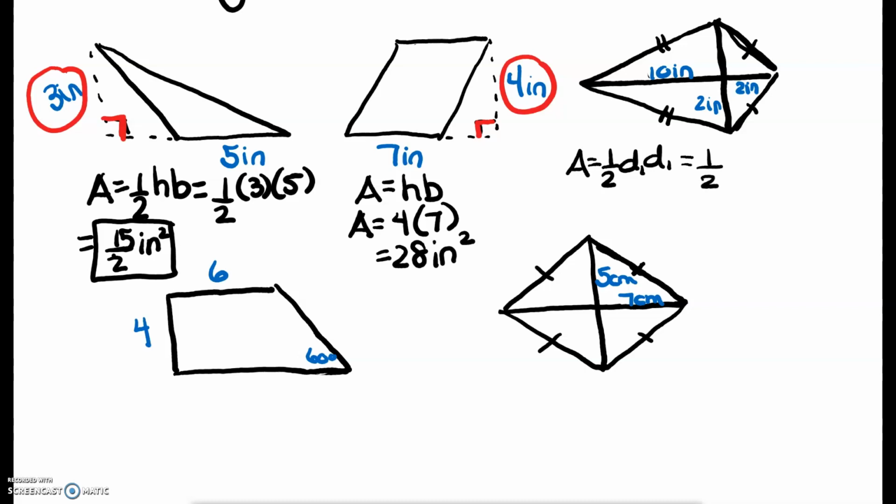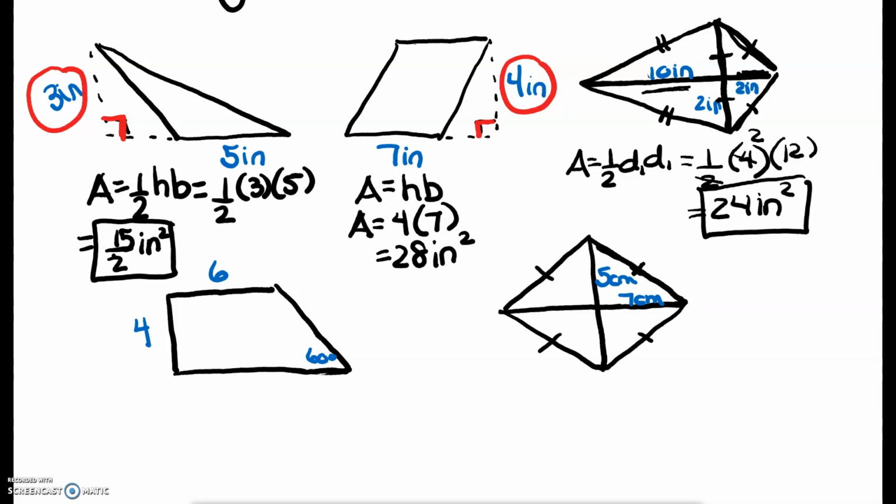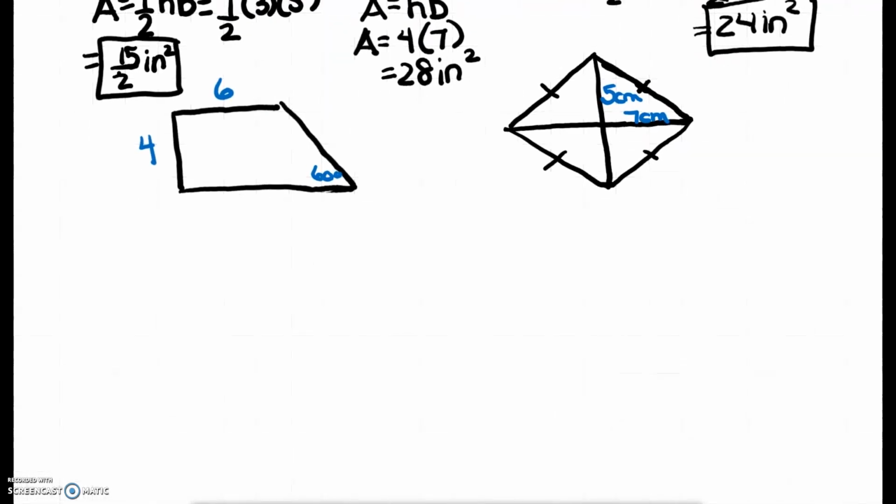Well, what do I know about a kite? I know that this piece here is equal to this piece here, so they must both be 2 inches. So one of my diagonals is going to be 4. I'll call that diagonal 1. 2 plus 2 is 4. My other diagonal, let's just add the numbers across. That is 10 inches, and this guy's 2 inches, so that's going to be 12. When I reduce, I get 24 inches squared. All right, let's do our trapezoid here.